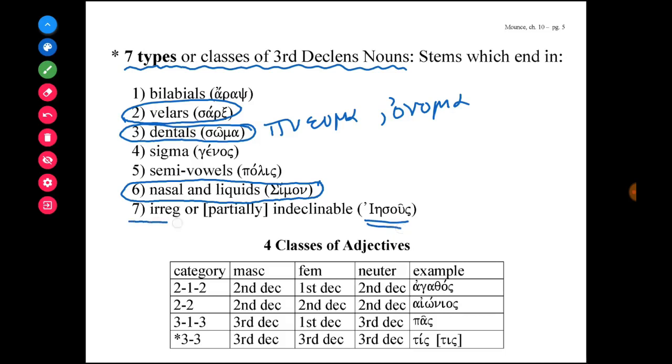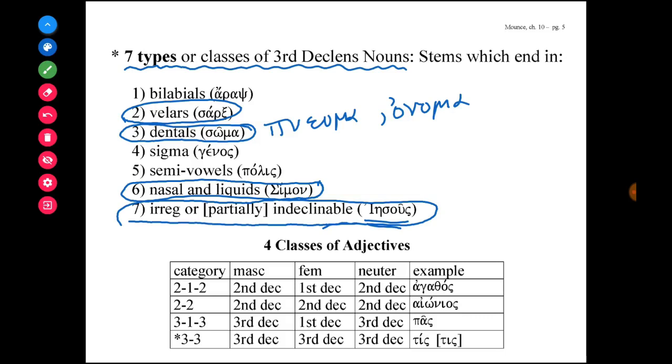And these are what we call irregular or partially indeclinable nouns. So some forms of the third declension nouns, especially if they're translations of foreign words like Jesus, being the transliteration for Yeshua, especially with nouns that are borrowed from other languages, sometimes they're indeclinable or only decline in part. And you already learned the paradigm, so I won't rehearse it here, but Jesus is also a third declension noun. So you've learned or been introduced to 4 of the 7 types already, if we include chapter 10.